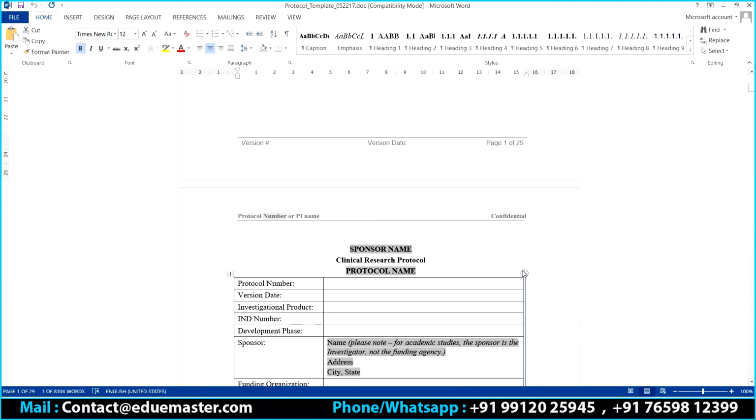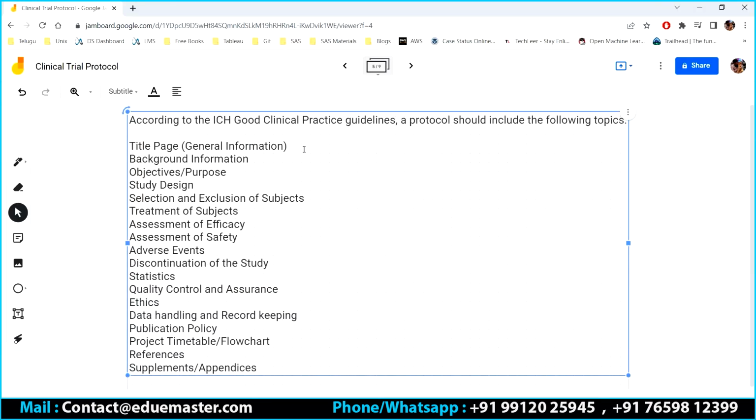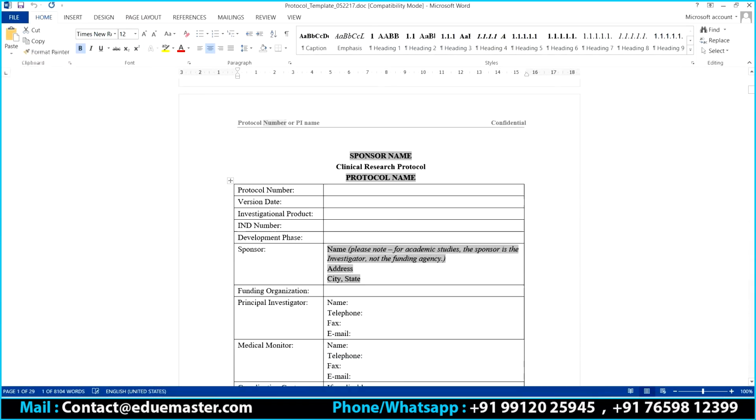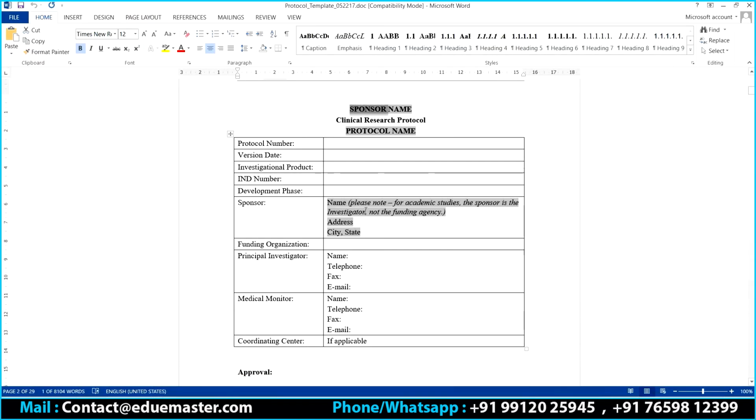So what all we have mentioned here, we said that it should have a title page and general information. Can you see this? Well, who is the sponsor? Because the sponsor is the one who is going to prepare this particular work. Sponsor or the CRO, correct? That is, contract research organization.